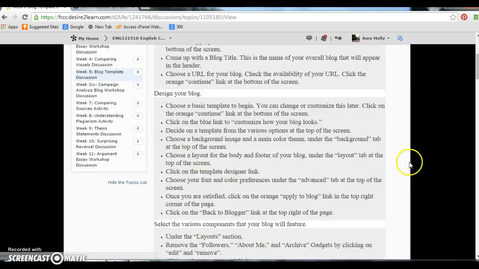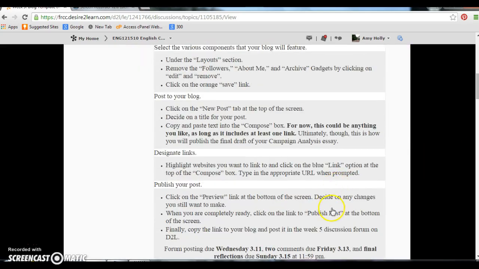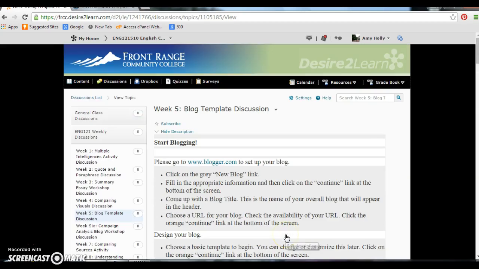And so make sure that for your blogs, by the time you post your final campaign analysis drafts, you are using links and labels and all those things, because you'll notice those are mentioned on the rubric and you will be graded on your ability to execute the conventions of the blogging genre.